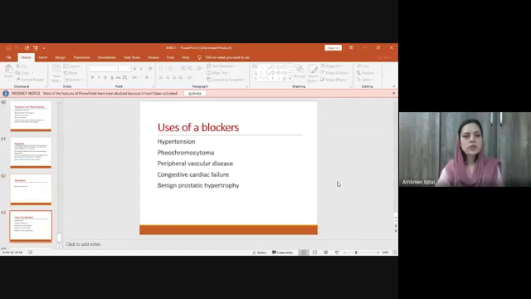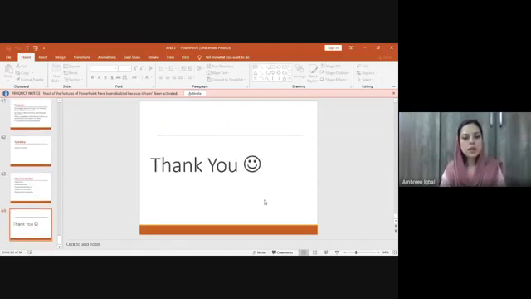There are a few uses of alpha blockers, like hypertension, pheochromocytoma, and you can use the alpha blockers in peripheral vascular diseases and congestive cardiac failure, and in benign prostatic hypertrophy. What happens is in benign prostatic hypertrophy, there's a hypertrophy of the prostate in males. So what is going to happen is, due to the hypertrophy of the prostate, the bladder is not able to urinate. So these drugs especially are going to help in urine voiding by causing the relaxation of the sphincters and promoting the contraction of the bladder muscles, so they're considered to be helpful in patients of benign prostatic hypertrophy.